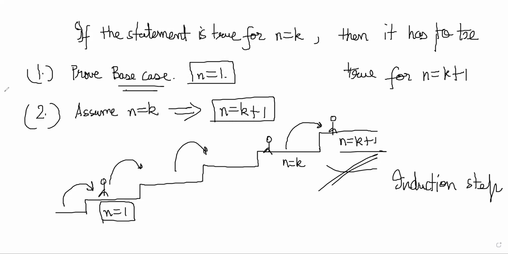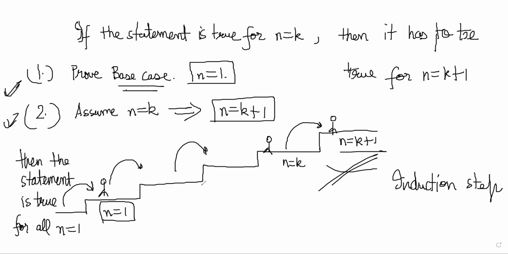So if both the steps are correct, then the statement is true for all n, because clearly now you will be able to go up to any n. You can start with n is equal to 1 and keep taking that induction step. Put n is equal to 1, you will be able to go to 2. Put n is equal to 5, you will be able to go to 6. So every integer value you can just confirm by checking these two things.